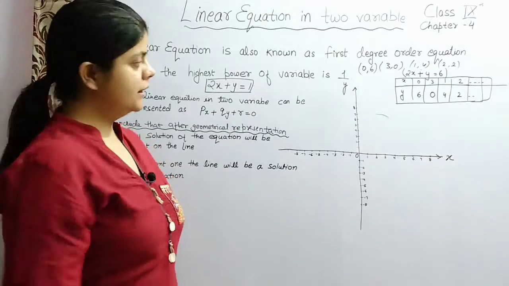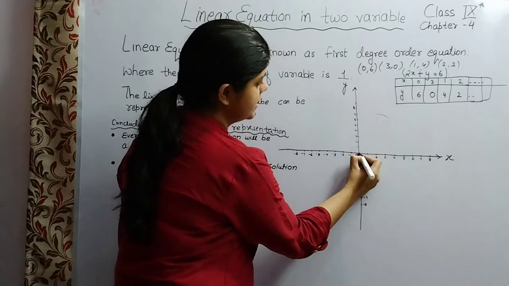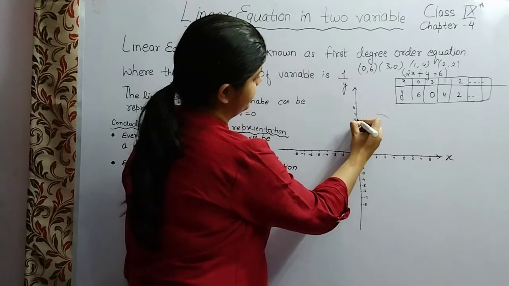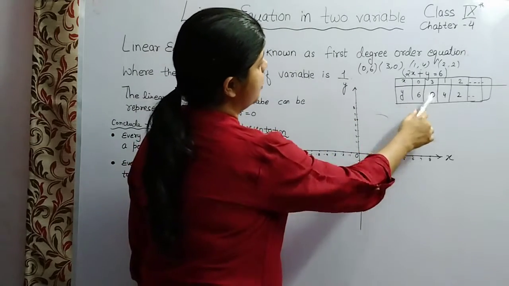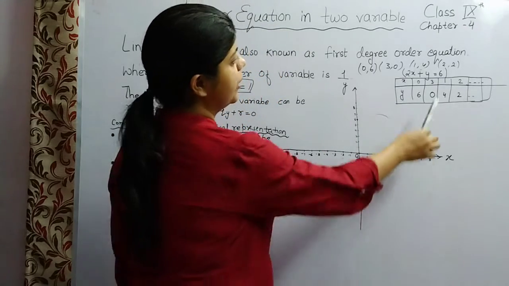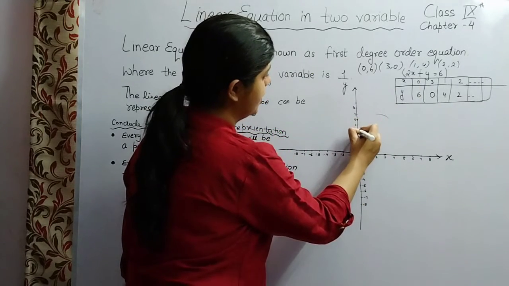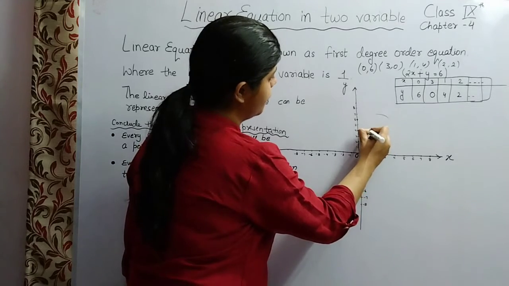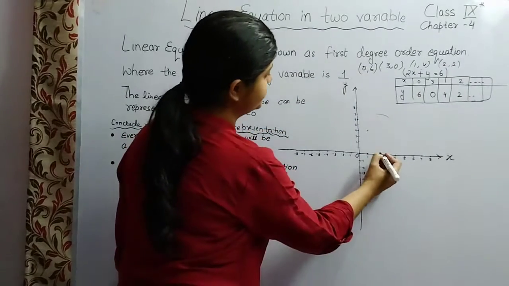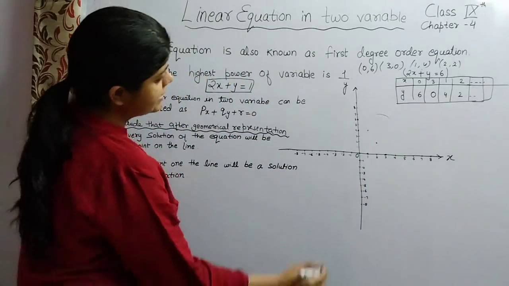Now we are going to see where these points lie on the graph. The first point is 0, 6. This is our 0 point, and now the y point 6 here. Second point 3, 0. Third point 1, 4. Fourth point is 2, 2.